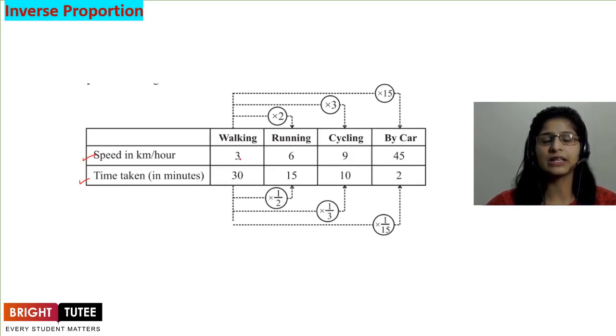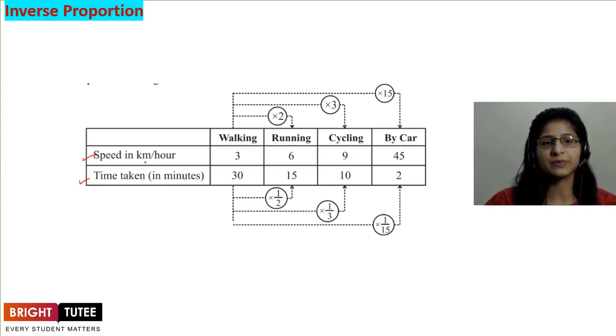So when we increase the speed, the time taken to cover the distance is definitely less, right? So when you increase the speed, the time taken decreases. Whenever we decrease the speed, time taken to cover the distance increases. So you see, decrease in one causes increase in another, or increase in one causes decrease in another. This kind of relationship is known as, or the quantities are said to be, inversely proportional.